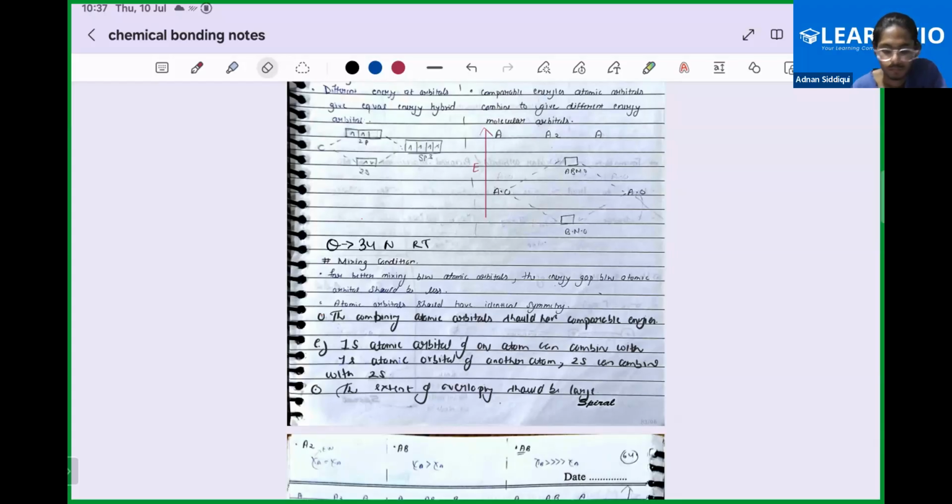What does condition mean? Mixing of orbitals? See, whenever you are mixing two atomic orbitals, there would be some specific conditions with the help of which you can mix the two atomic orbitals with more ease, right? So these are the conditions.